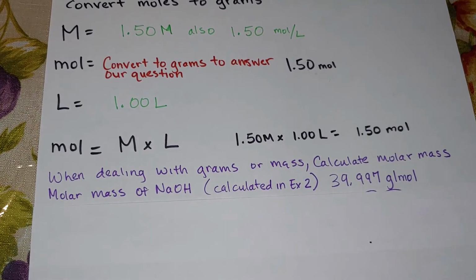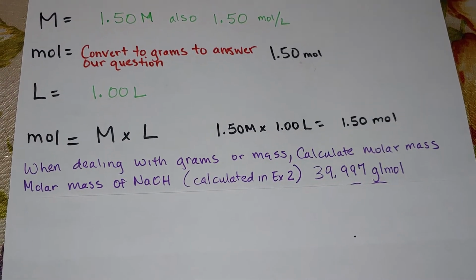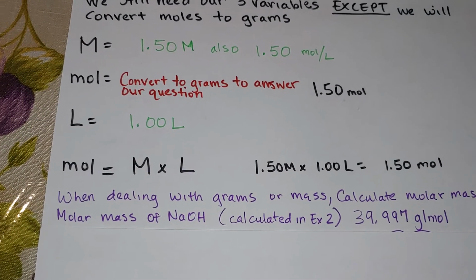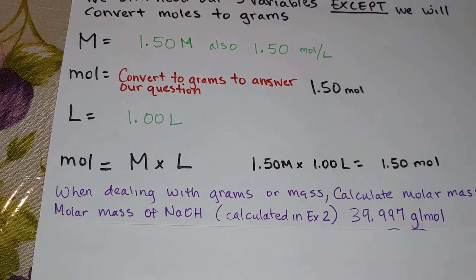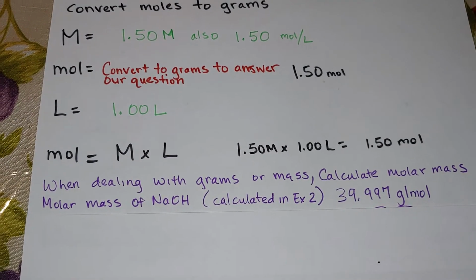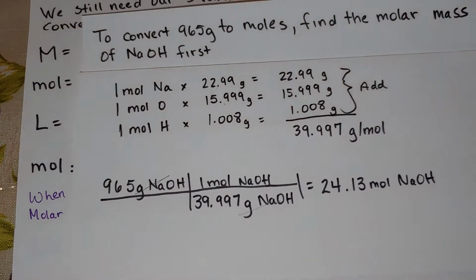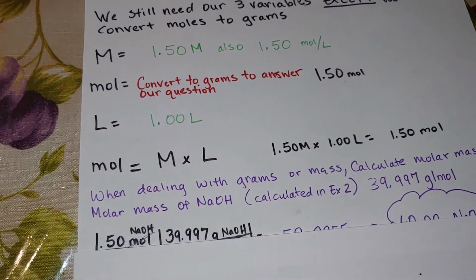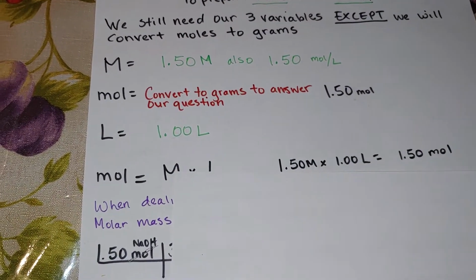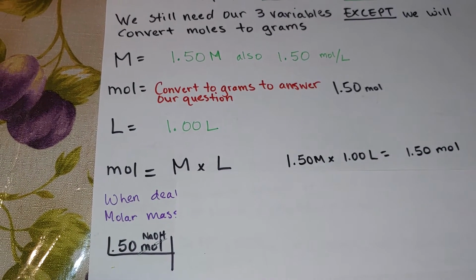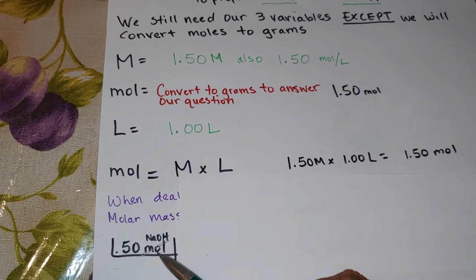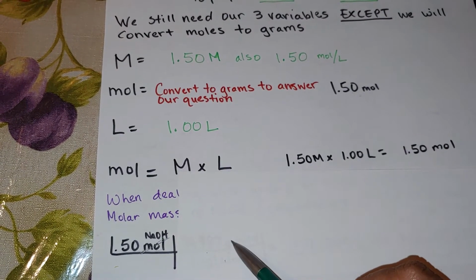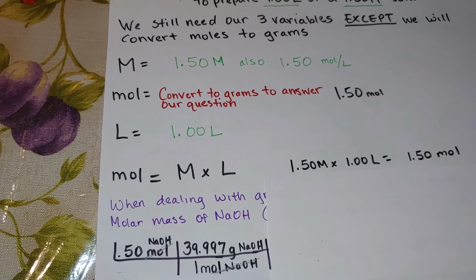Okay, so when dealing with grams or mass, we've got to calculate the molar mass of sodium hydroxide, which we, again, did in the previous example. And we know that it's 39.997, as we saw before. So we know that the moles are 1.50 moles of sodium hydroxide. If this is moles, diagonally, this has to be moles. And since it's grams per mole, the grams will be on the top.